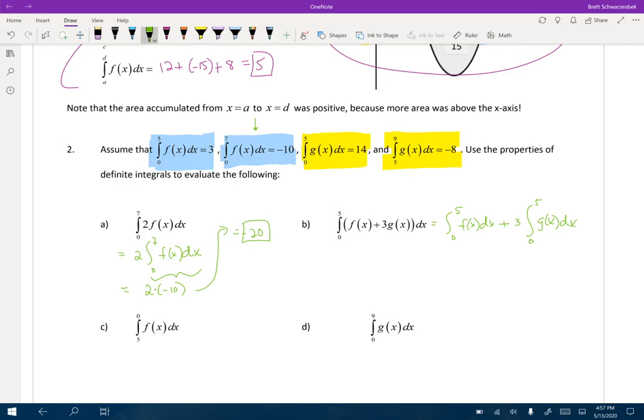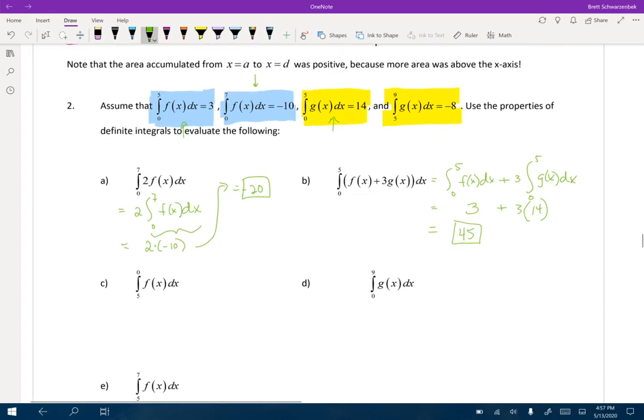Again, if you look up here, we've already been given this value. So this value here is 3. Over here, we've also been given this value, which is 14. Which means 3 plus 3 times 14, we do that math, and we get an area of 45 as our result.